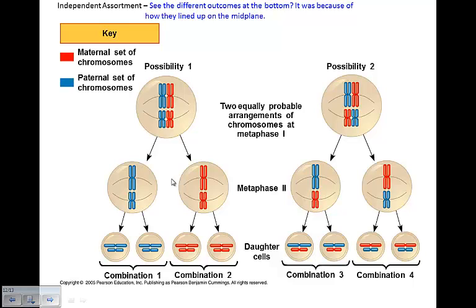Okay, so back to the independent assortment. Each pair of homologous chromosomes moves to the metaphase plate during metaphase 1. And remember our stages, PMAT: prophase, metaphase, anaphase, telophase. I think we're going to stop for today on that, and we'll pick up probability in the next one.